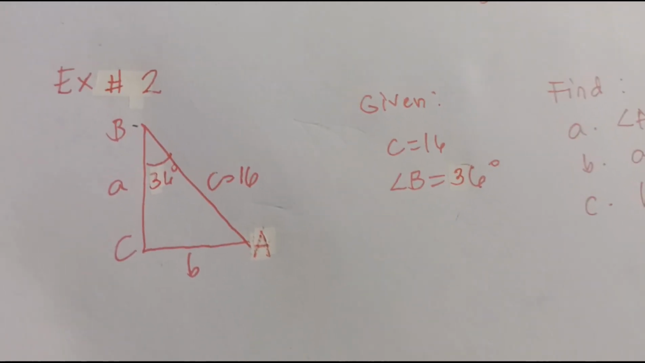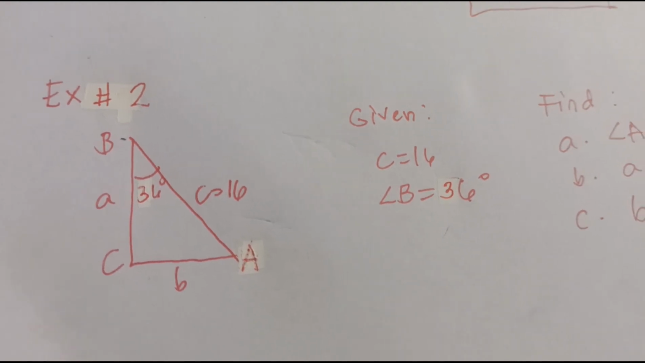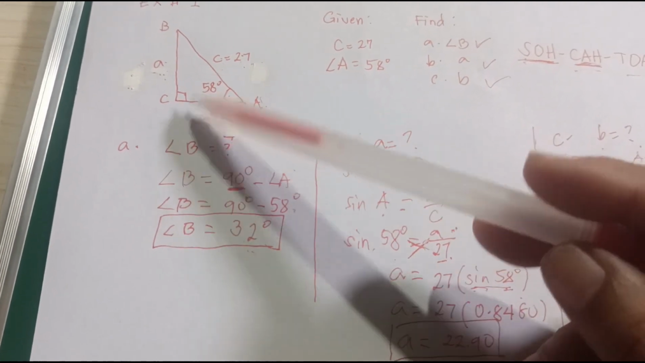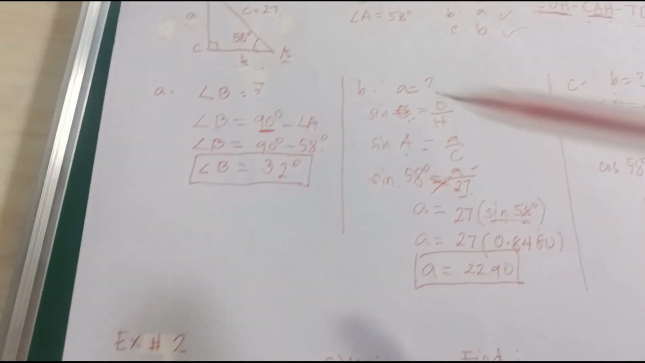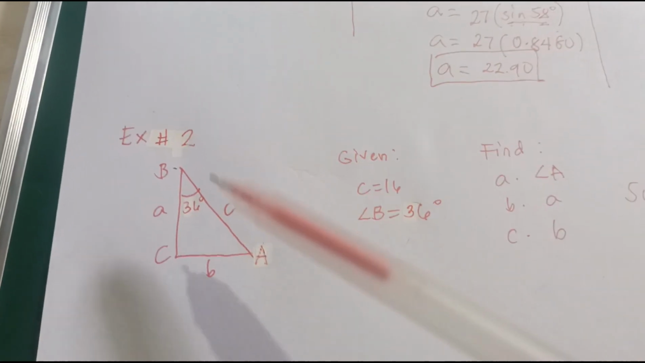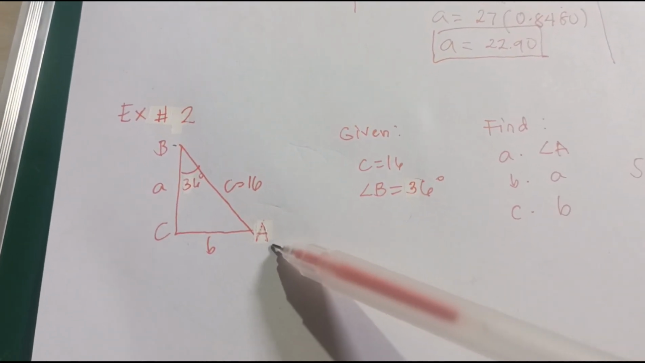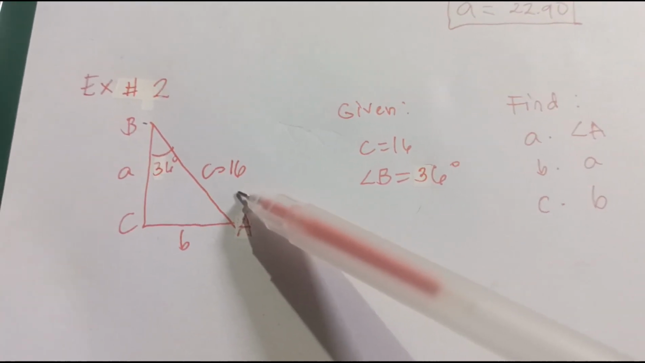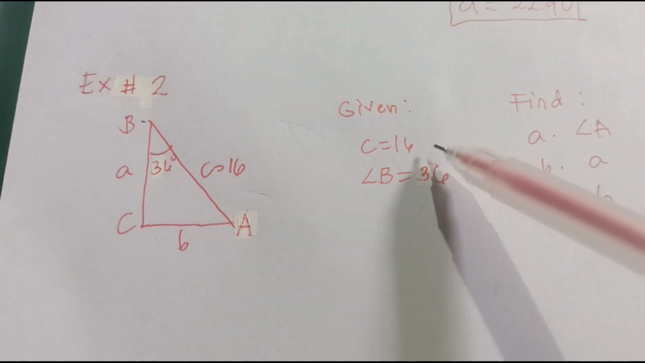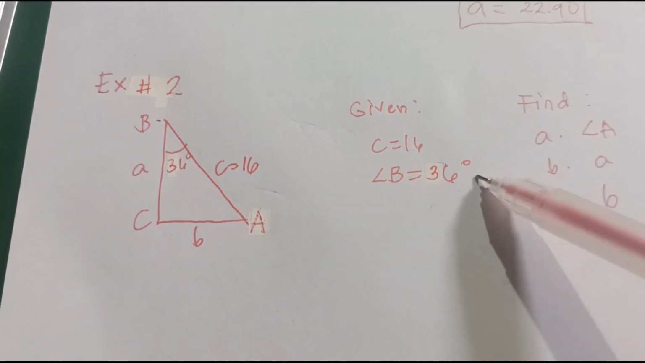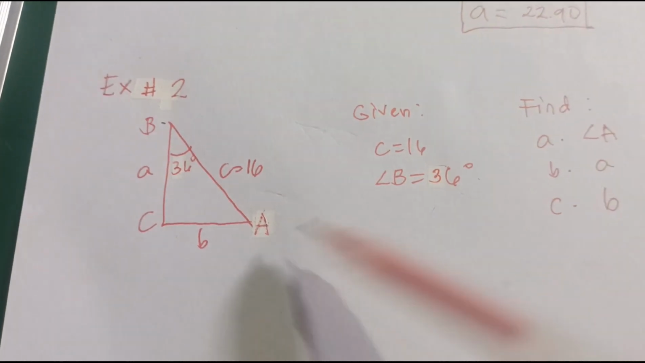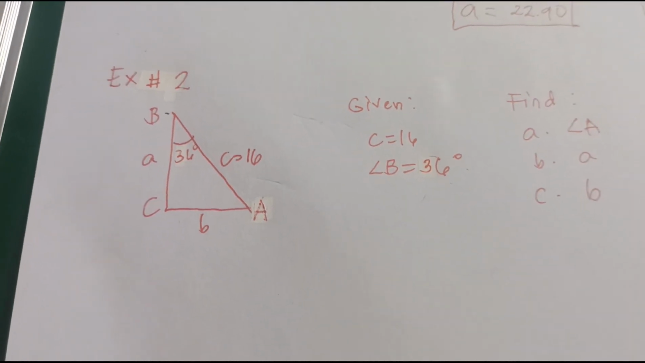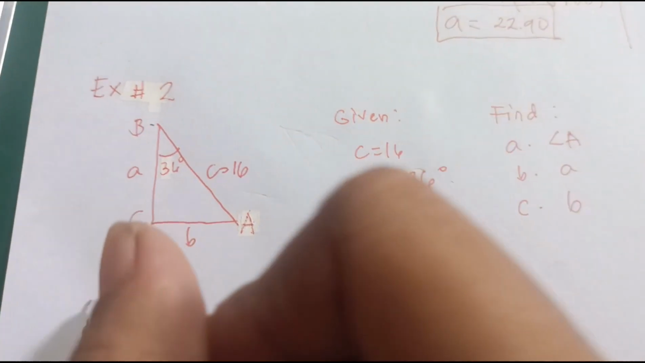Next, example number 2. Earlier, in our example, angle A is given and angle B is missing. For now, we are going to change the acute angle. Angle B is given while angle A is missing. Again, C, the hypotenuse, is also given. So we have here, our C is 16 and angle B is 36. We're going to find first angle A, side A, and side B. So first, we are going to solve for angle A.